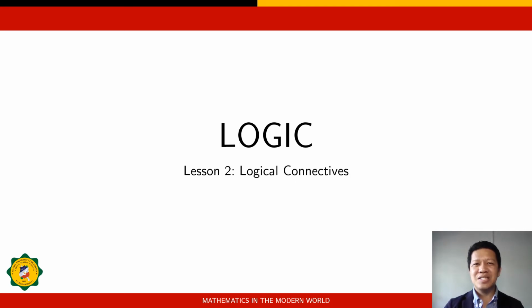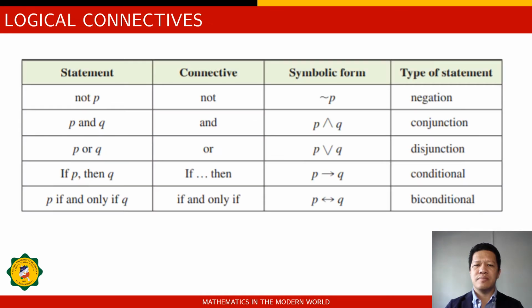This lesson is all about logical connectives. Here is the table for the different types of statements with their corresponding connective and symbols. First, let's have the negation. So negation is actually we use the word not.